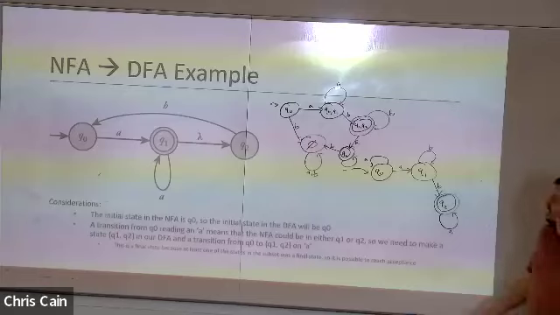Do we agree that this is a DFA? Does it conform to all of the rules of a DFA? Is it a total function? Are there no possible states where there are multiple defined transitions on a single character in the alphabet?